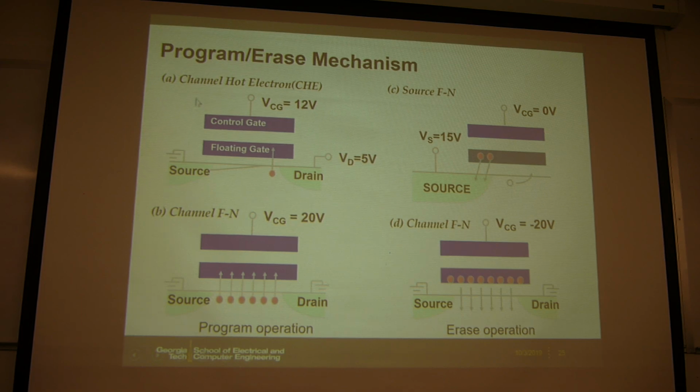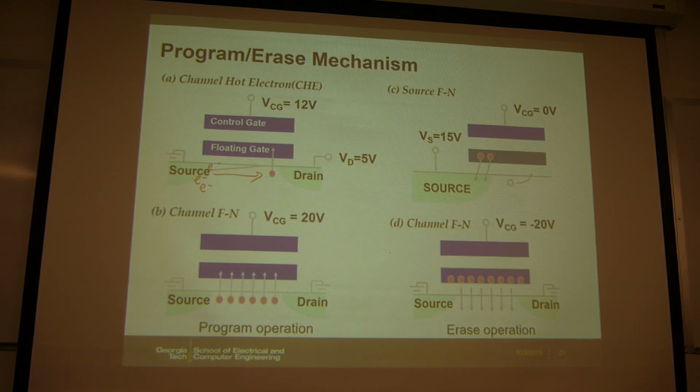So first, for injecting electrons into the floating gate, the first mechanism is this channel hot electron, CHE. And if you want to do this, you need to bias the device with this kind of voltage. Of course, this is one example, but a typical voltage is like this. Control gate like 12 volts, drain like 5 volts. So this transistor is on, and probably in saturation, so you have a large current. So electrons are flowing from the source to the drain.